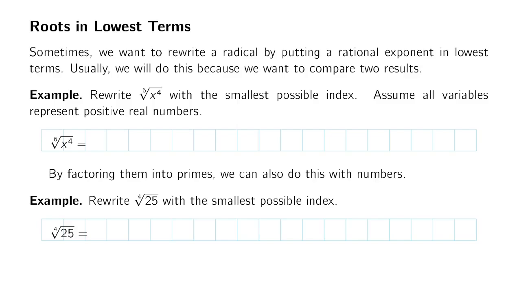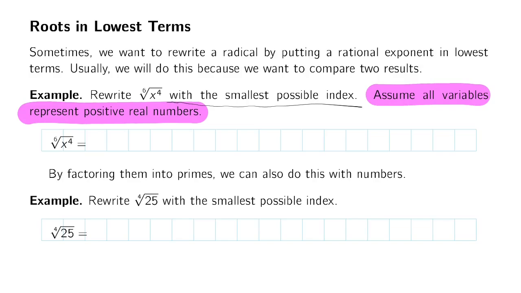So, in general, this is something you should only do either because you're doing a math problem and the instructions say you ought to, or because you have some reason to want to be able to compare indexes. But this is something that we know how to do. The instruction for this will be something like rewrite with the smallest possible index. And in this first example, we are assuming that our variables represent positive real numbers. So we do not need to worry about absolute values.